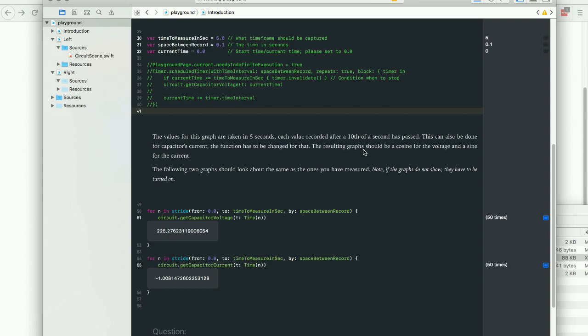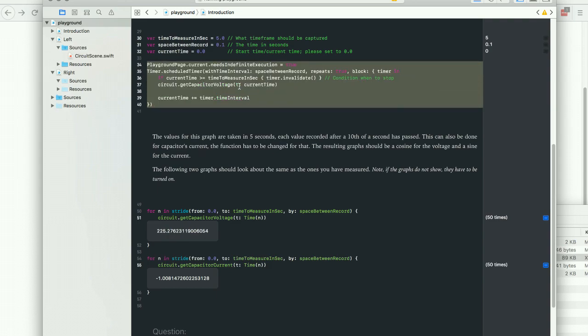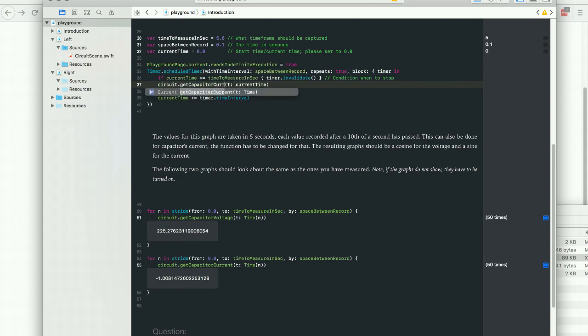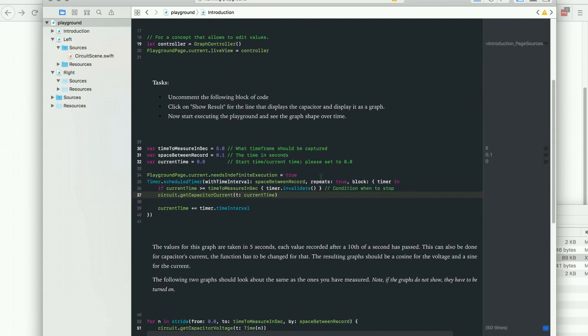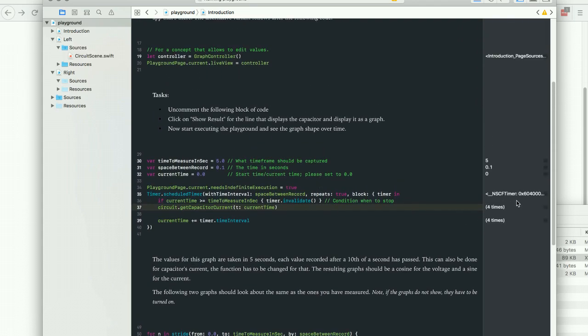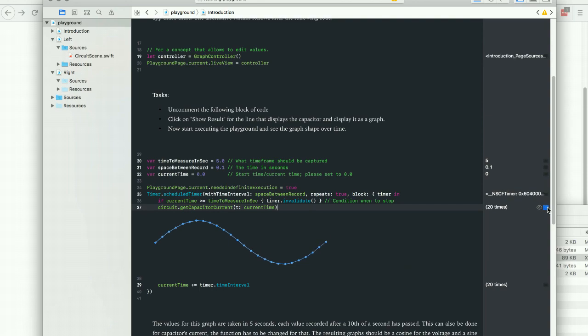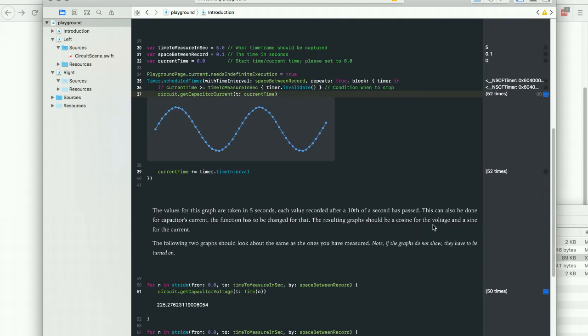This can also be done for the capacitor's current, and the function has to be changed for that. The resulting graph should be a cosine for the voltage and a sine for the current. So we've just seen a cosine, so let's see if that's true for the current. It should be a sine. So let's see if that's true. We only have to change the function here. And it is indeed a sine, as you can see. Okay, decent. So that's true. And a sine for the current.